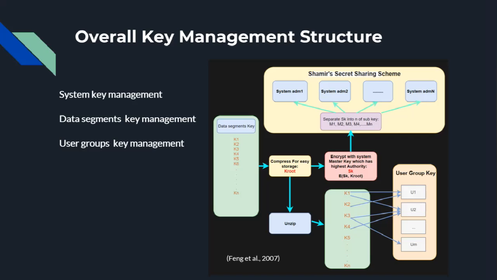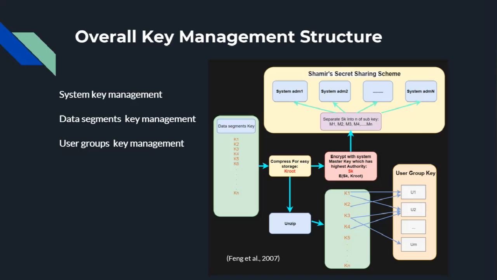The key management scheme has mainly three parts: system key management, data segment key management, and user group key management. As shown in this graph, the system first compresses the data segment keys into segment root keys for easy storage. This key requires encryption to keep it safe. A system master key is used to encrypt it.